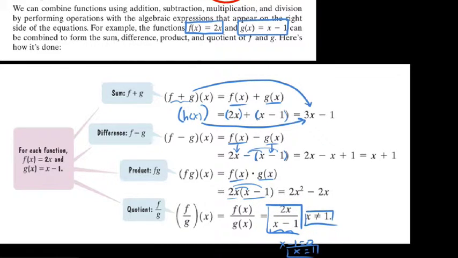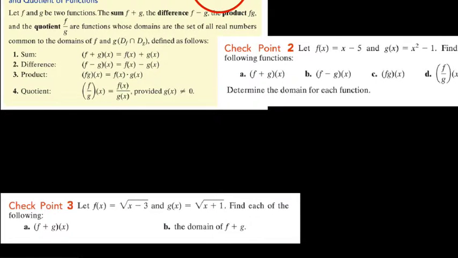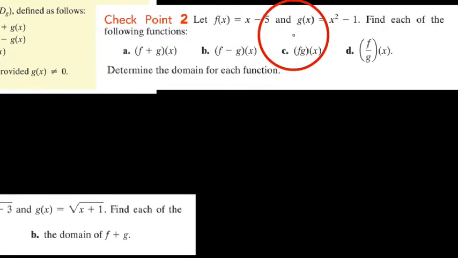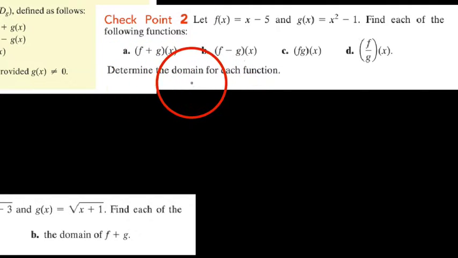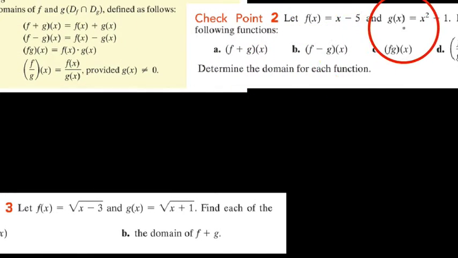So that being said, what I would like to do is combine some functions that I've defined here, f of x and g of x. For checkpoint 2, it says f of x is x minus 5, g of x is x squared minus 1. We want to find each of the following functions. We're going to be finding f plus g, f minus g, f times g, and f over g, which are four operators that we use with real numbers as well. Afterwards, we're going to determine the domain for each function. So let's start with f plus g of x. We notice that f of x equals x minus 5 and g of x equals x squared minus 1.